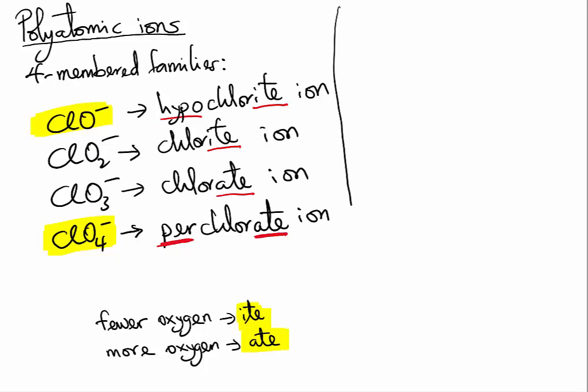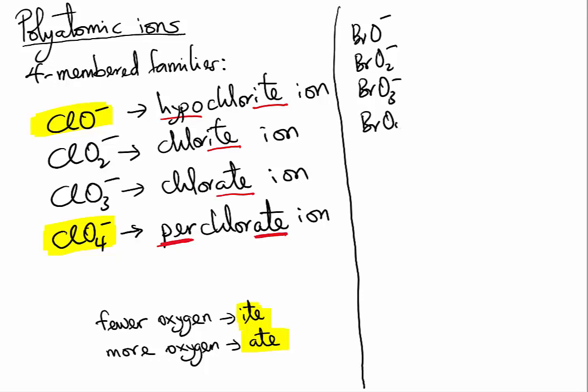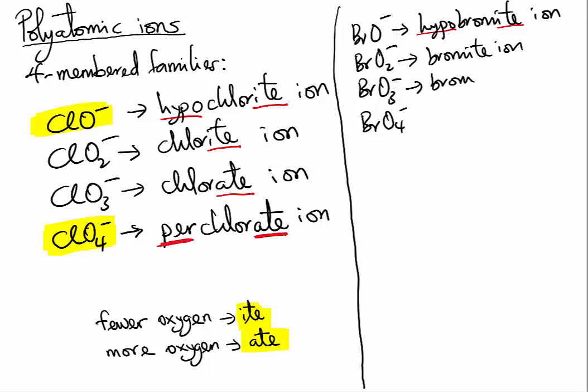Let me give you some more 4-membered families. BrO minus, BrO2 minus, BrO3 minus, BrO4 minus. This one will simply be hypobromite ion, hypo and the ITE, while this one will be bromite, this will be bromate, while this will be perbromate.